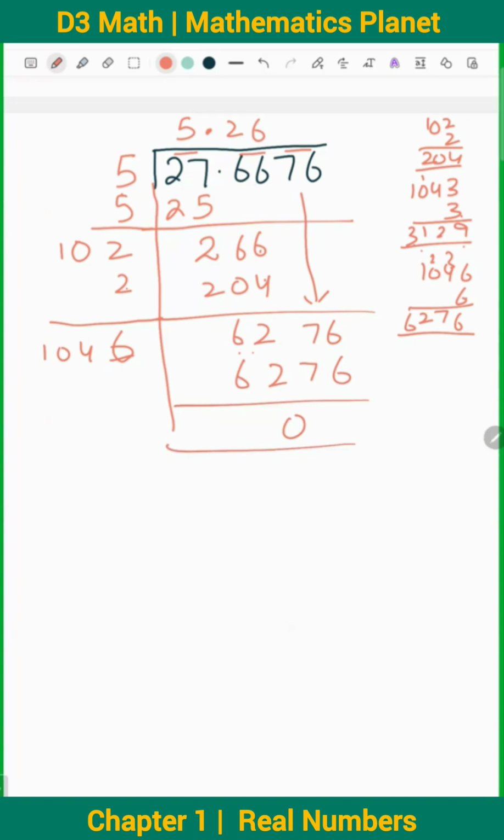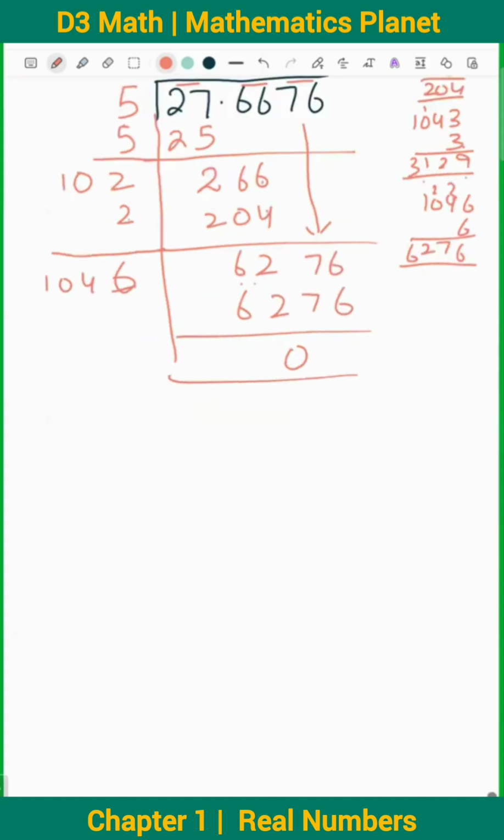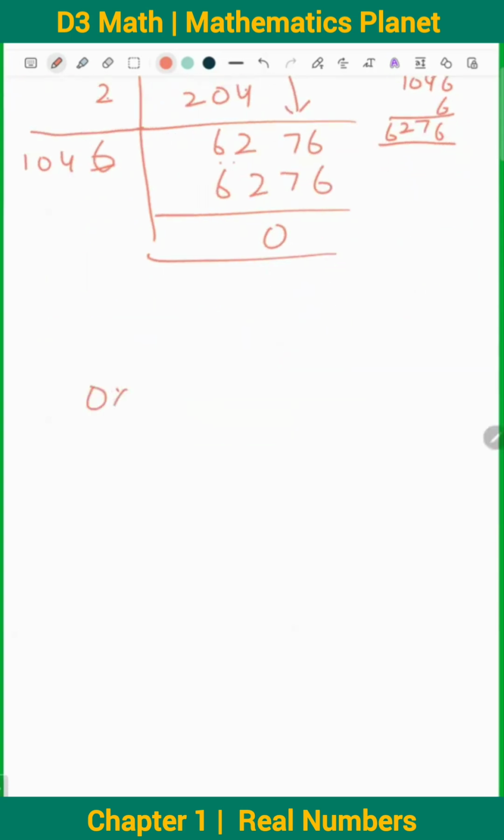Now tell me one thing. What are cubes and cube roots? If I have 0 times 0 times 0, I can write it as 0 cube. If I have 1 times 1 times 1, I can write it as 1 cube. If I have 2 times 2 times 2, I can write it as 2 cube. Now, what is 1 cube?